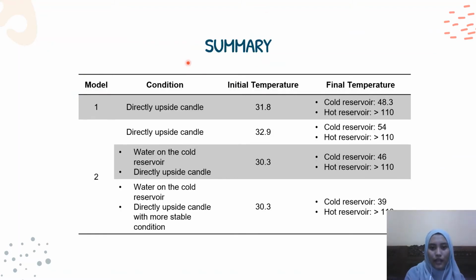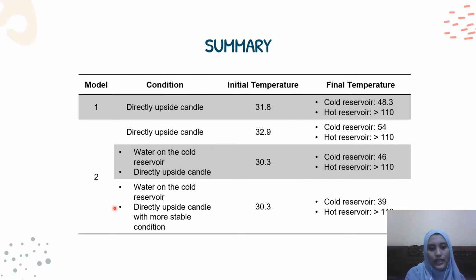So this is the summary of the Stirling engine experiment. We can see that we have two models with different conditions. For the first model, we only have one condition, which is putting the candle directly touching the Stirling engine, with an initial temperature of around 31.8 degrees Celsius. And this is the final condition after the heating process, which has 48.3 degrees Celsius for the cold reservoir, and more than 100 degrees Celsius for the hot reservoir.